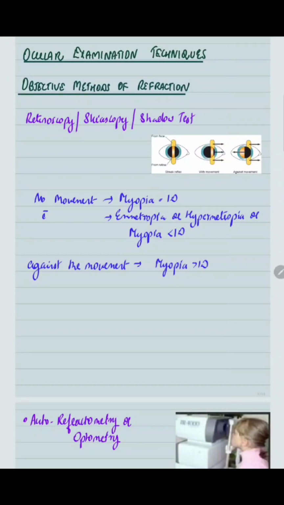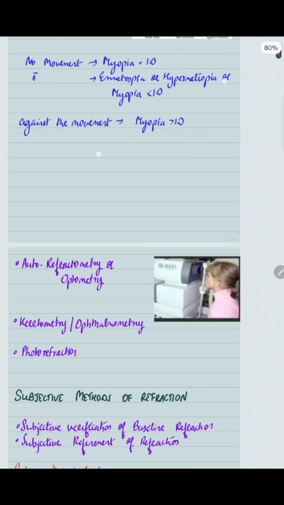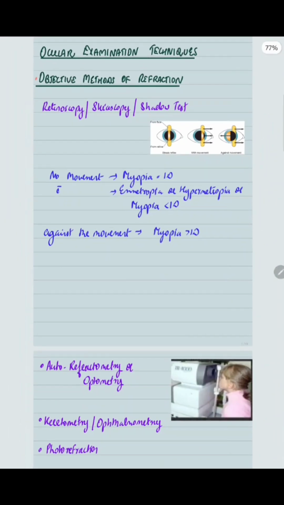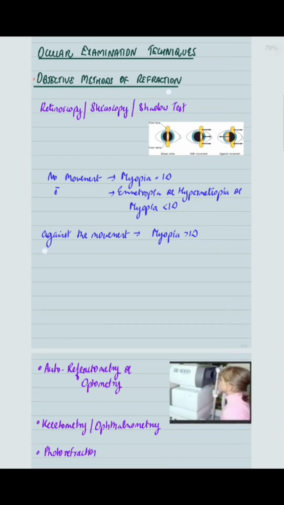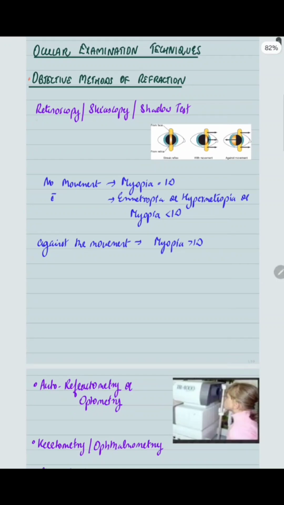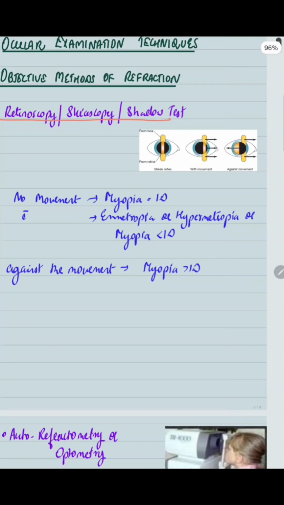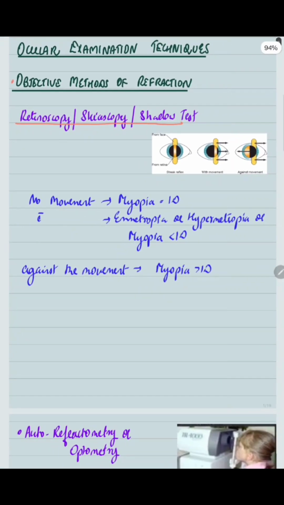Ocular examination techniques. First we'll discuss objective methods of refraction and subjective methods of refraction. In objective methods of refraction, we'll discuss first retinoscopy, or skioscopy, or the shadow test. It is an objective method of finding the refractive error by the principle of neutralization.